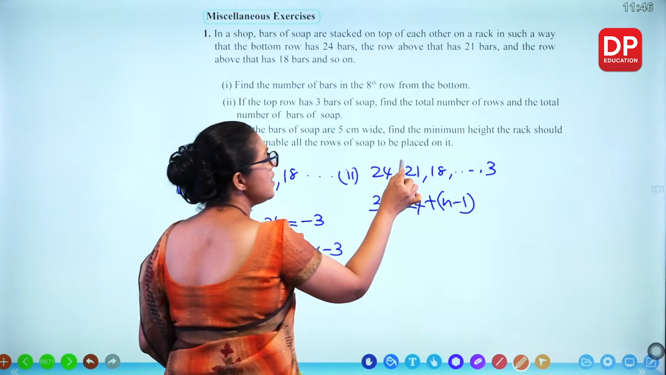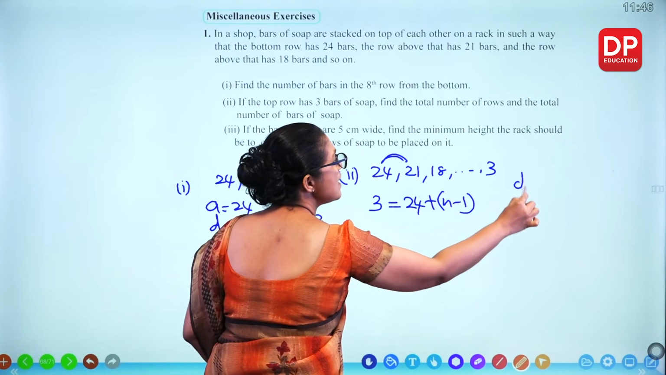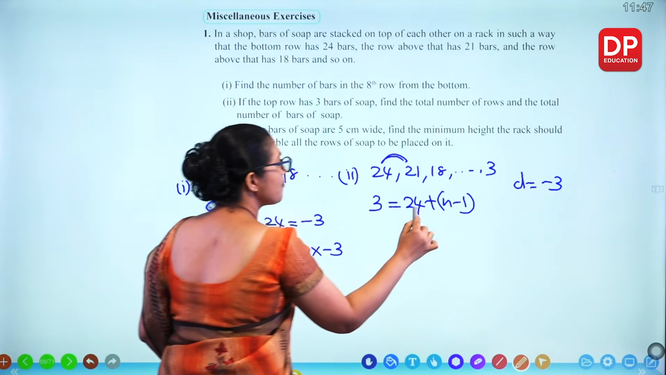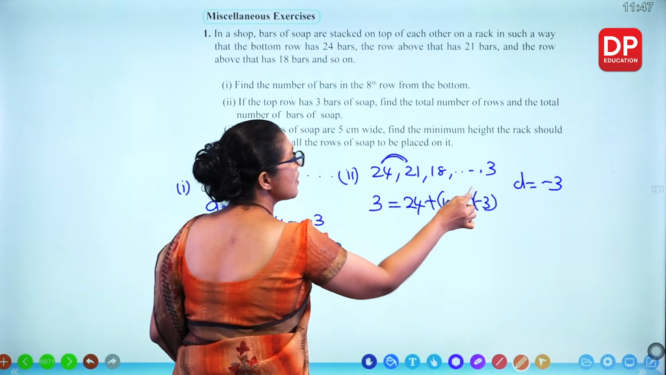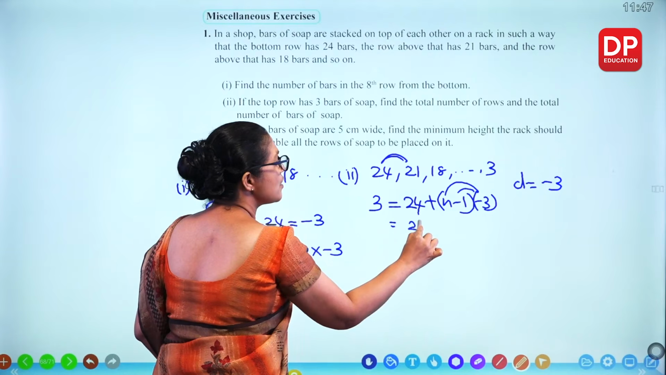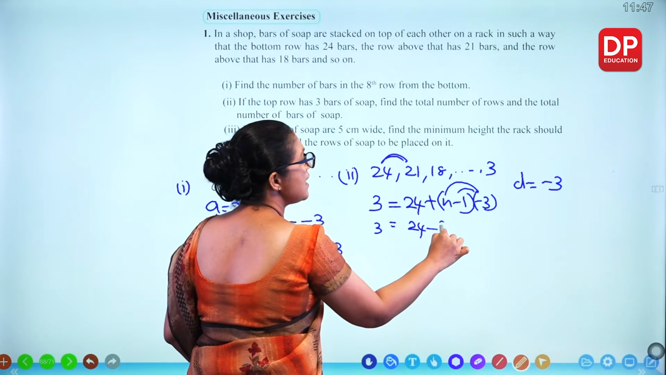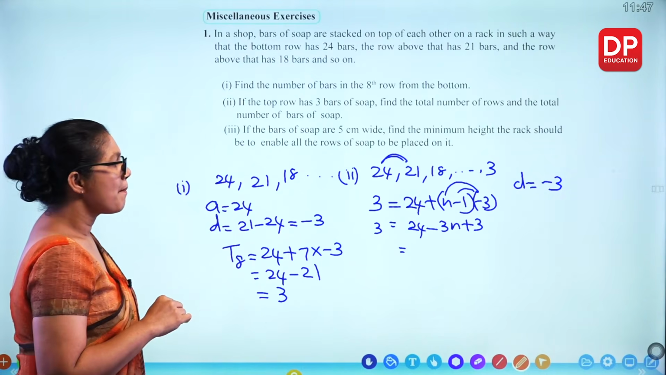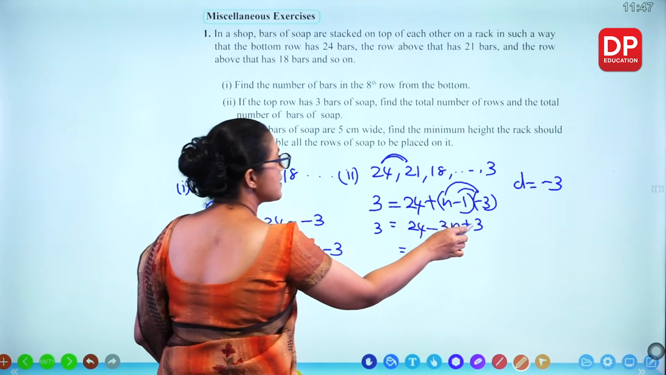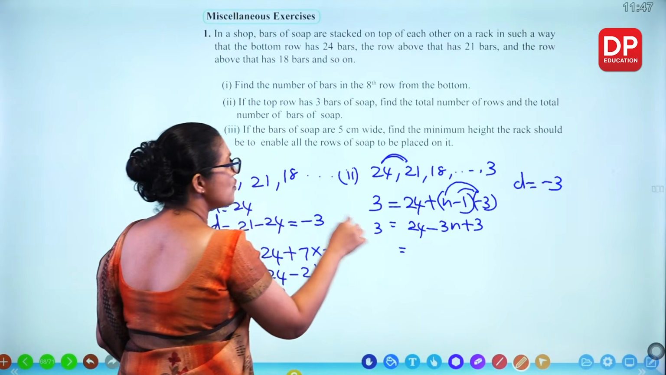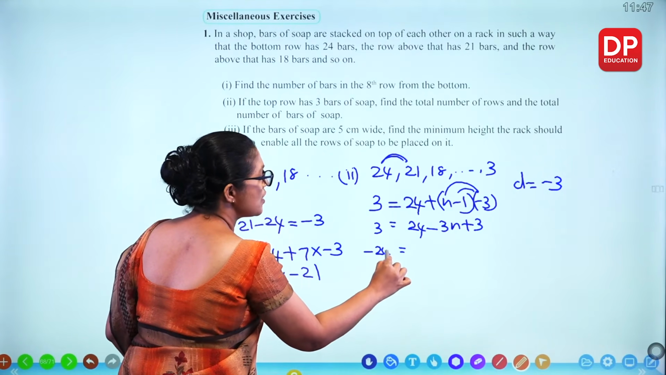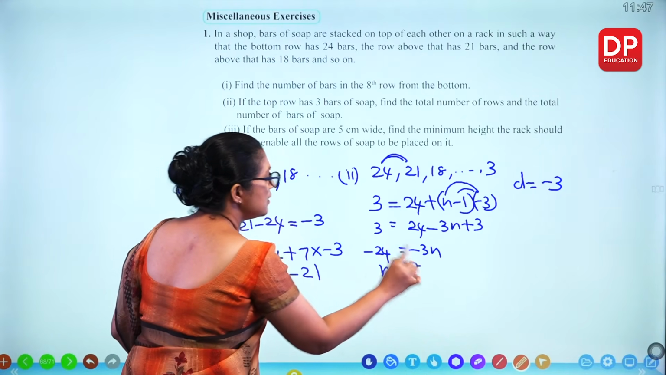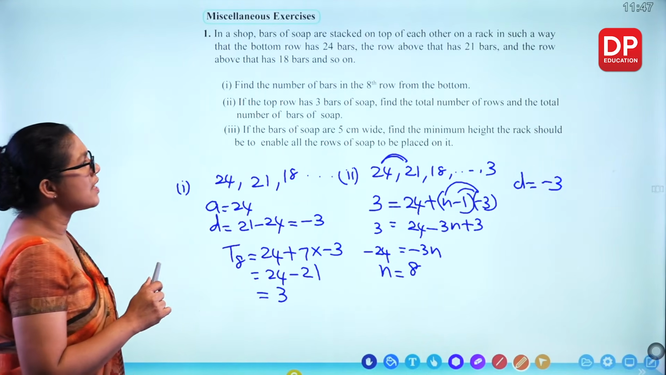N minus 1. What is d now? D is same as before. D is minus 3. Multiply. You get 24 and 3 minus 3n and plus 3. Because minus minus becomes plus. 24 plus 3, 27. When you take it to the other side, you get minus 24 equals minus 3n. N equals 8. So 8 rows are there.